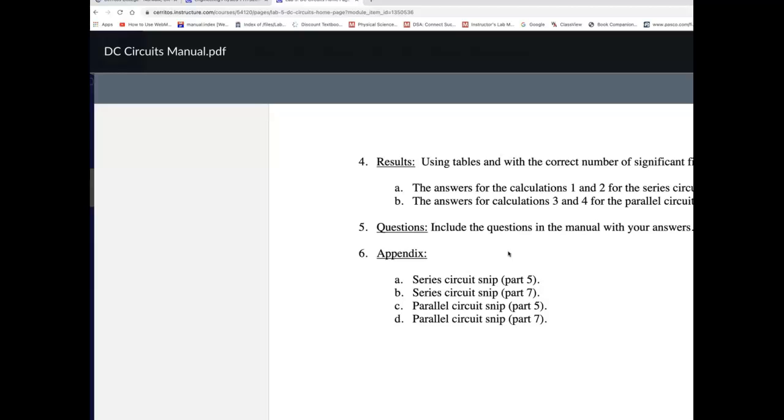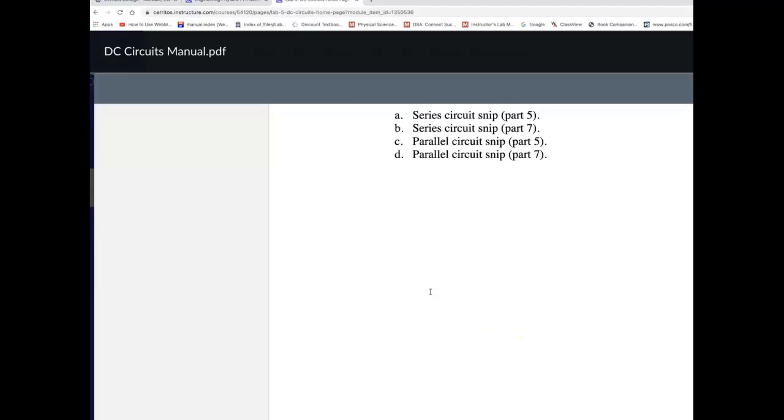I prefer maybe sometimes. For the appendix, you are going to have series circuit SNP. I will talk about these because I think here there is a misnumbering, and then I'm going to talk about these in a little bit. Okay.